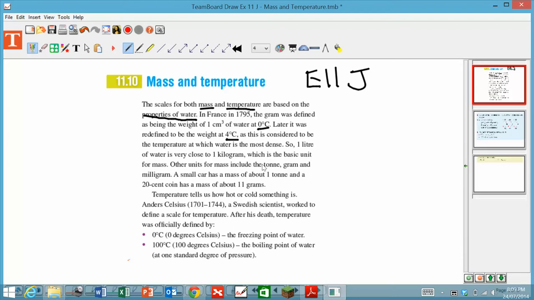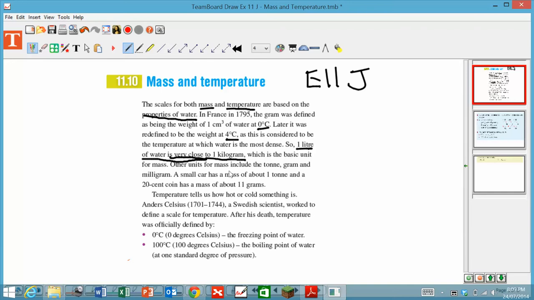Okay, and you've got to actually think about that. The temperature of the water can impact on how dense the water is. Alright, so with a bit of research, a bit of science, they found that at 4 degrees is where water is most dense, so that's when they changed, so the gram is now defined as 1 cubic centimetre of water at 4 degrees Celsius. Now, 1 litre of water is very, very close to 1 kilogram.